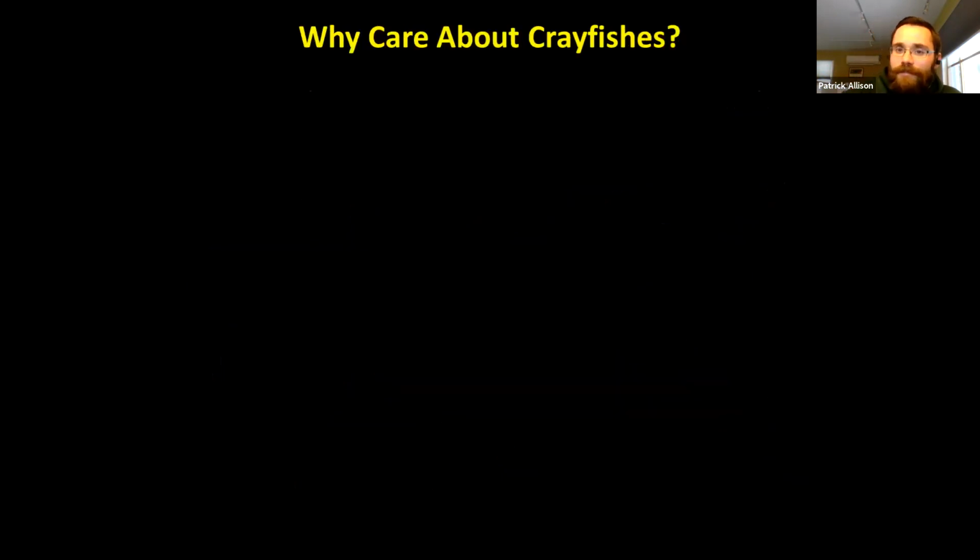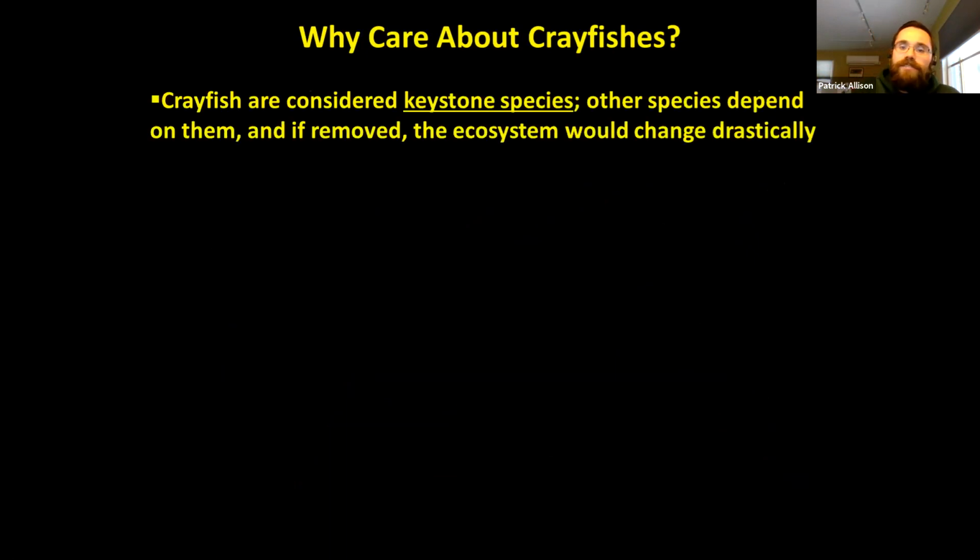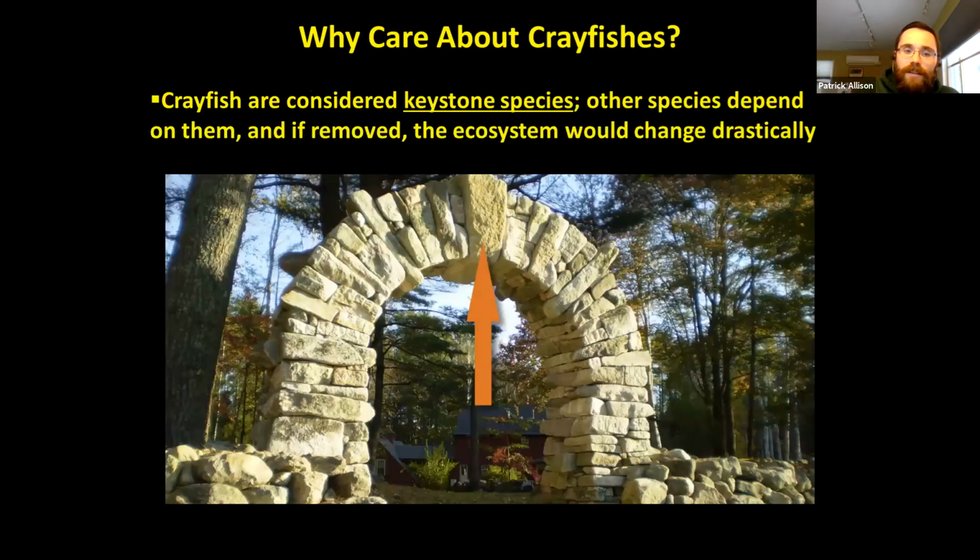So why should we care about crayfishes? Crayfish are considered keystone species. So other species depend on them, and if they're removed, the ecosystem would change drastically. Think of this like the keystone in an arch. If I take out this keystone, the arch is pretty much going to fall apart. It doesn't have that key aspect that is holding it together. If we take the crayfish out of the stream ecosystem, a lot of stuff in the ecosystem is going to collapse around it because it plays such a pivotal role.